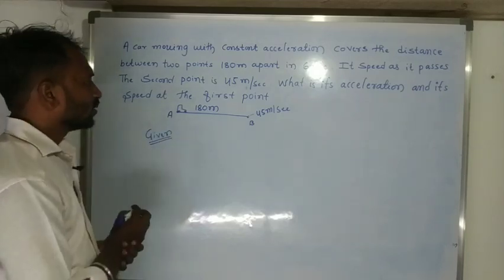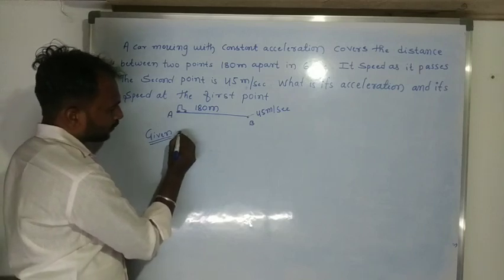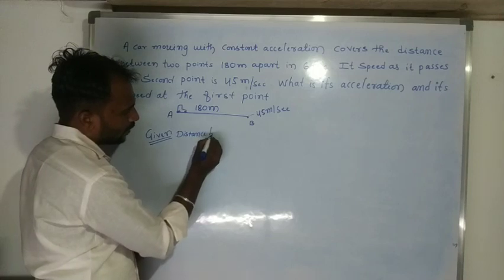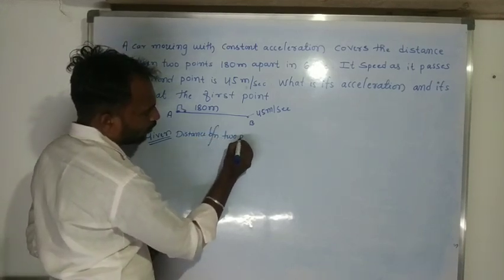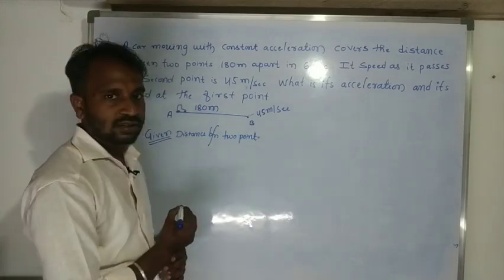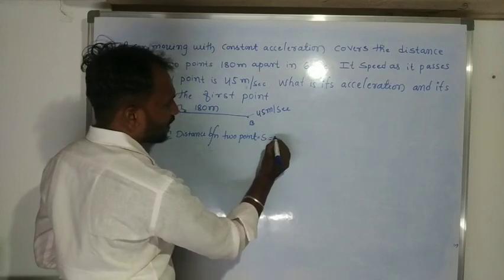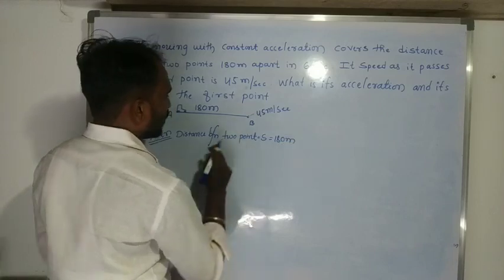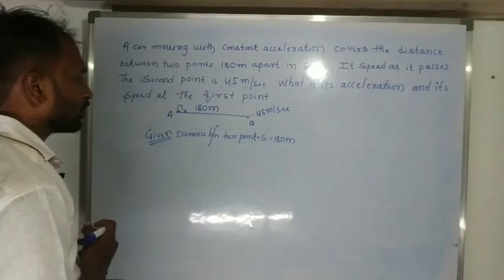So given data. First one, distance between 2 points. So distance between 2 points means we consider that S is equal to 180 meters. The distance between these 2 points is 180 meters.